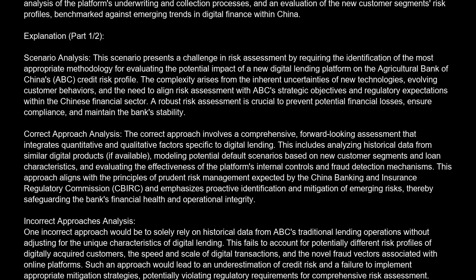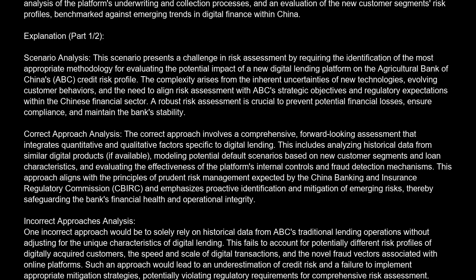Correct answer is B. A comprehensive risk assessment that integrates quantitative modeling of potential default scenarios, qualitative analysis of the platform's underwriting and collection processes, and an evaluation of the new customer segment's risk profiles, benchmarked against emerging trends in digital finance within China.